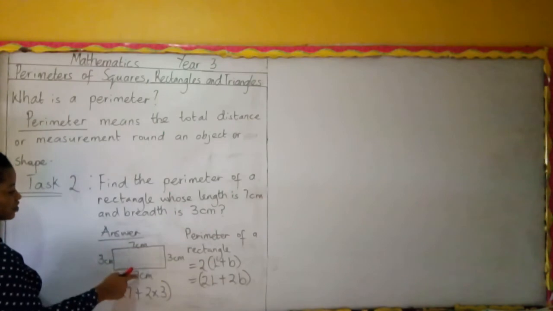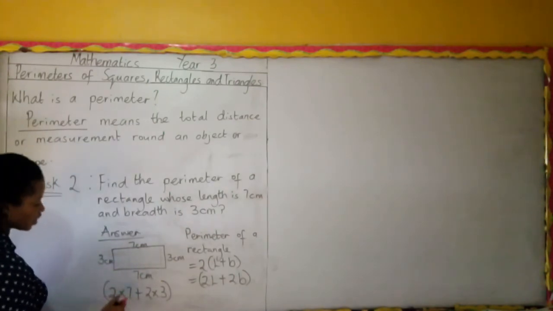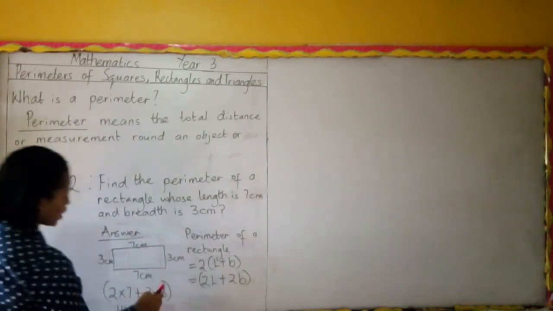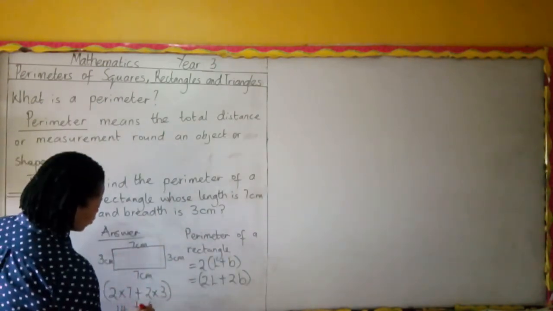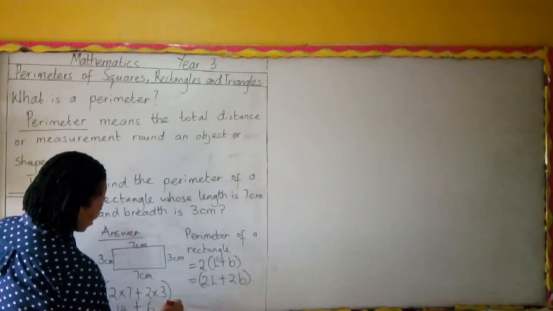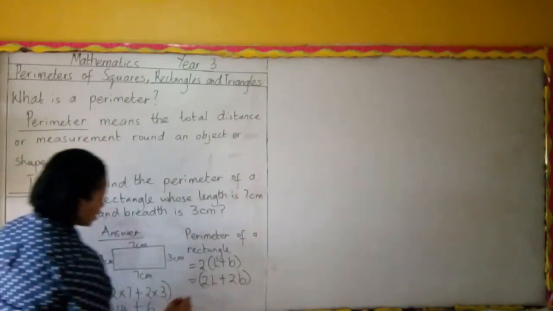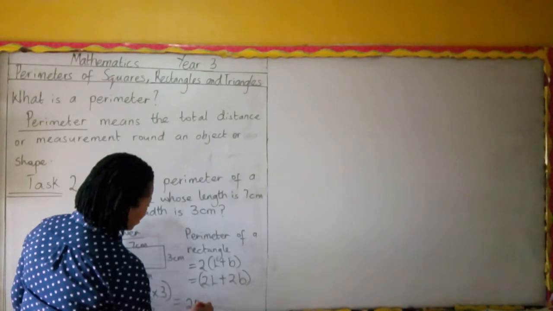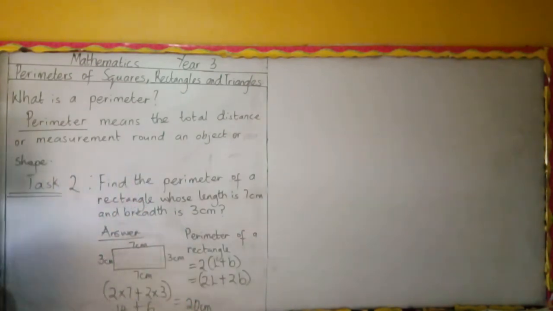Remember, 7 plus 7 will give you 14. So 2 times 7 will give us what? 14. Now 3 plus 3 will give you 6. 2 times 3 will give us what? 6. Now you now have 14 plus 6. That will give us what? 20 cm. You see that? Good. So that is it.